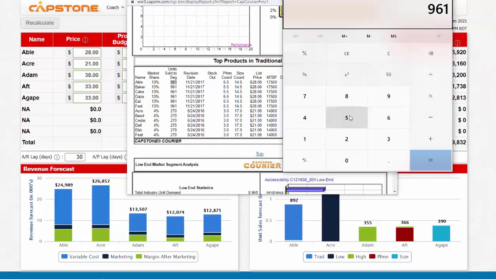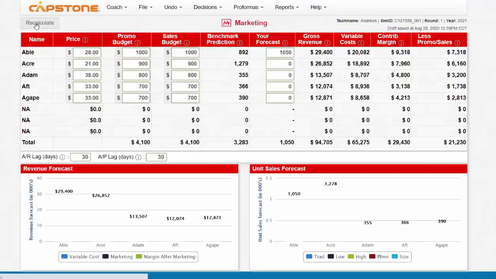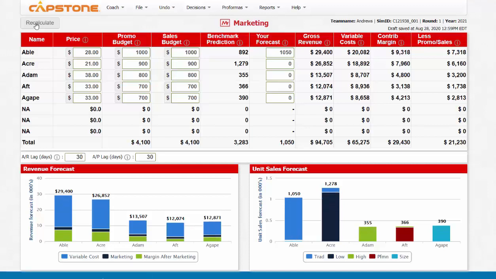So what I would do is 961 times 1.092 to incorporate the 9.2% growth. And this would give me a forecast of 1049. Let's round it up to 1050. So I was going to put that here. This is my forecast. Now, when you're really going to forecast, you're going to take more things into account. But to keep it simple today, I just did this very simple forecast.